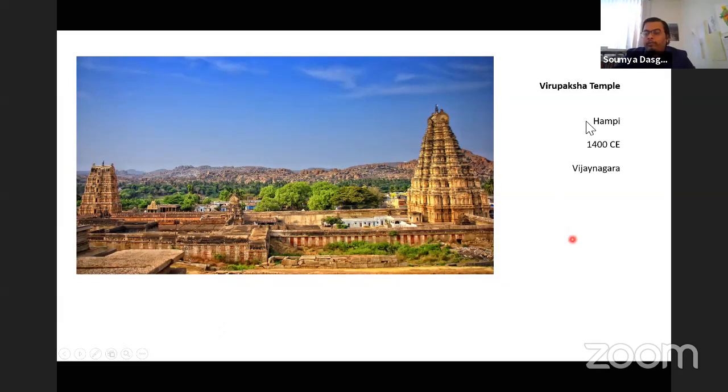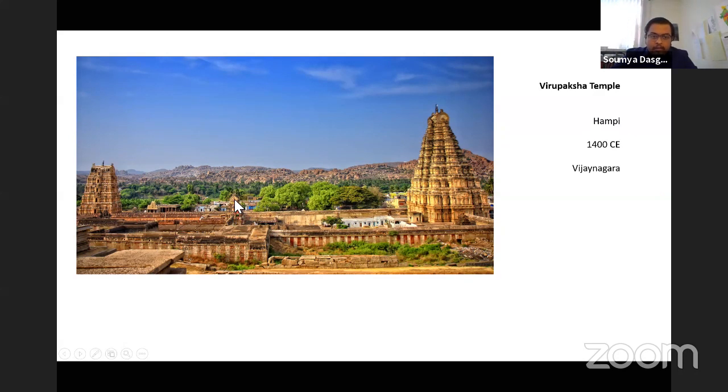More examples from Hampi, which is in and around 1400 CE, Vijayanagara dynasty. It is the Virupaksha temple in Hampi, not the Virupaksha temple in Pattadakal. It's important to note that these are not the main shrines. This one and this one here are gopurams, and you see that the gopurams are larger than the main shrine. This happens in South Indian temples in particular, where the gopuram becomes the main urban landmark and the gateway becomes more elaborate. The shrine becomes smaller, or remains as it is.